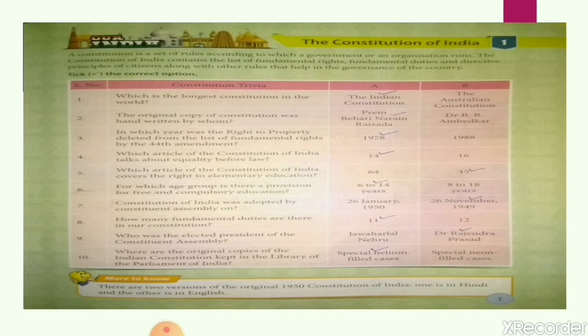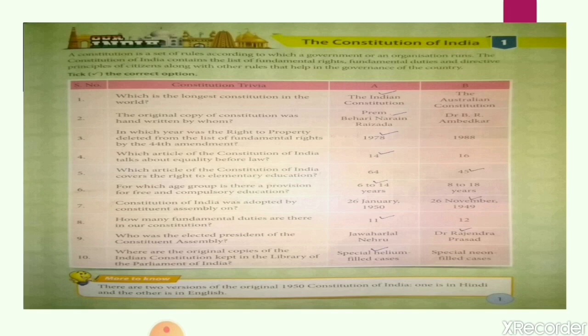The third question is, in which year was the right to property deleted from the list of fundamental rights by the 44th Amendment? The 2 options are 1978 and 1988. The fundamental right to property has been deleted by the 44th Amendment Act, and the Indian Constitution does not recognize property right as a fundamental right. In 1978, the 44th Amendment removed the right to acquire, hold, and dispose of property as a fundamental right. So our answer will be 1978.